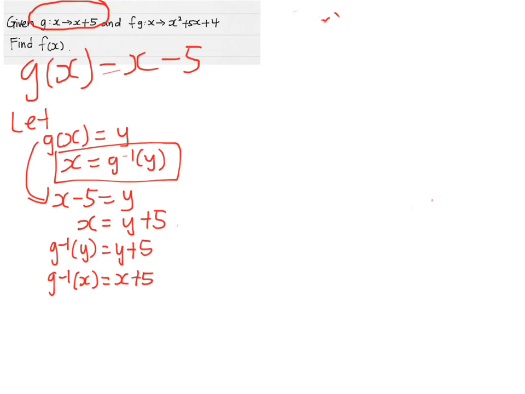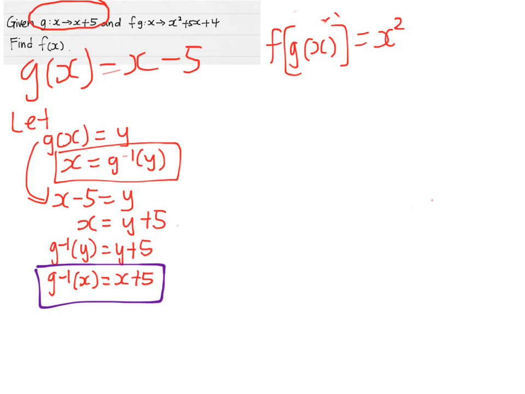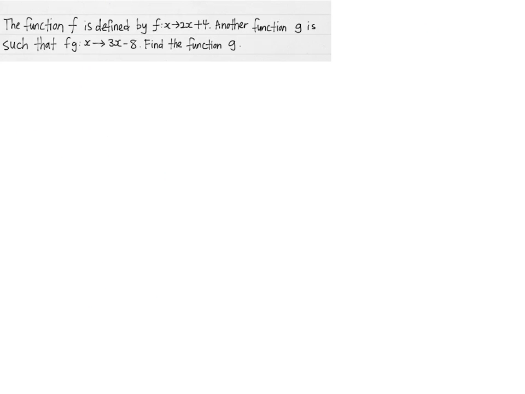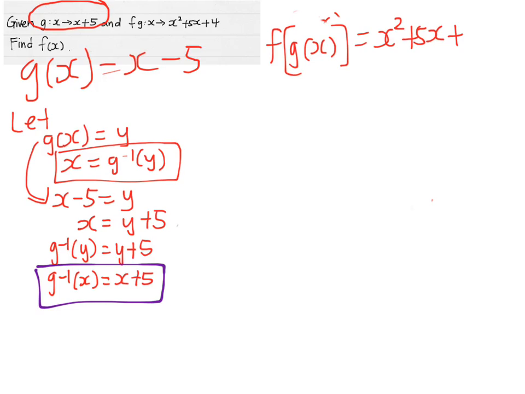Okay, now we got the inverse already. After we got the inverse, we just need to substitute the inverse into the fgx, and we can get fx. So I just write the fgx over here. So fgx over here, we have x squared plus 5x plus 4. Okay, x squared plus 5x plus 4.